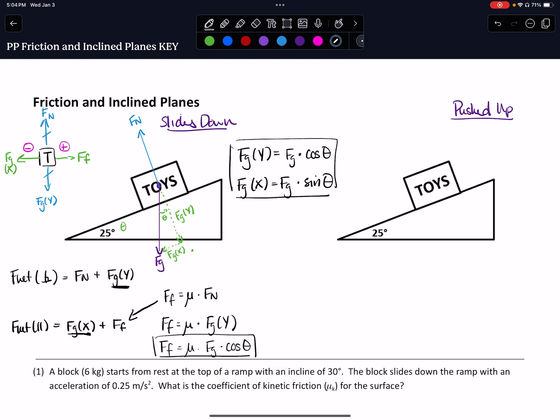All right, so now let's look at our free body force diagram for an object that is pushed up or somehow is sliding up the hill. It does happen.